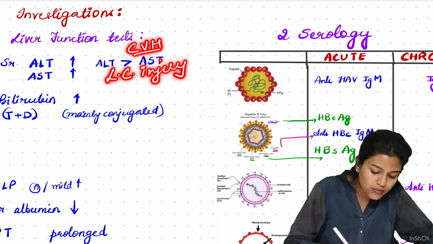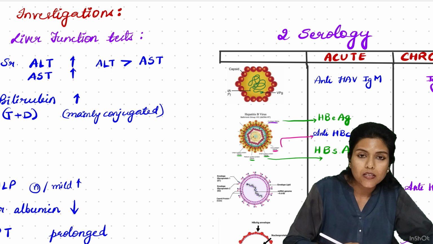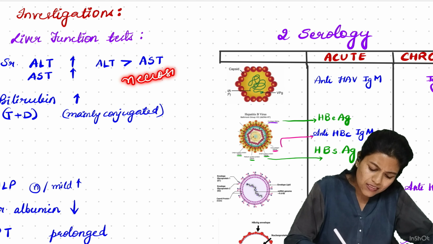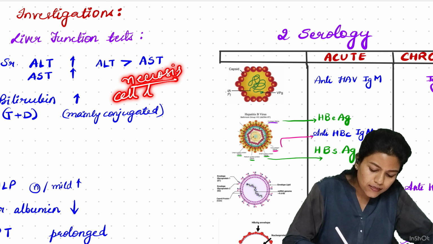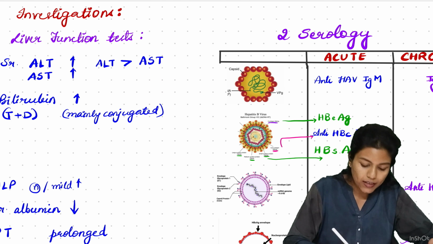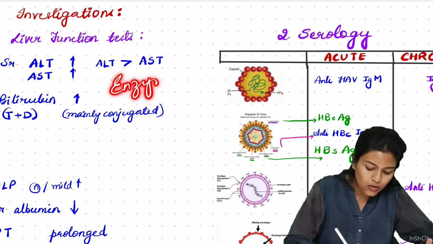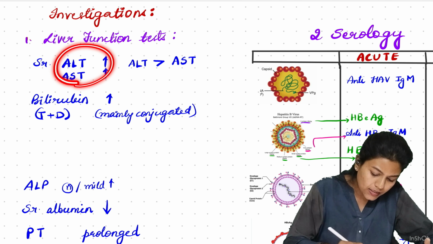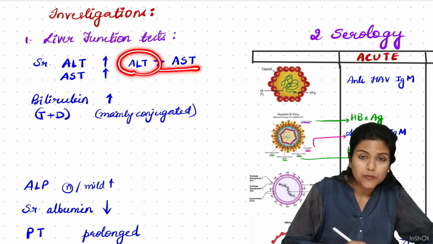Liver cell injury, the necrosis, apoptosis, we have studied. Whenever there's necrosis or liver cell injury, the cell contents leak out. The enzymes will leak out. What are the liver cell enzymes? Alanine and aspartate transaminase. And specifically, alanine is more than aspartate.